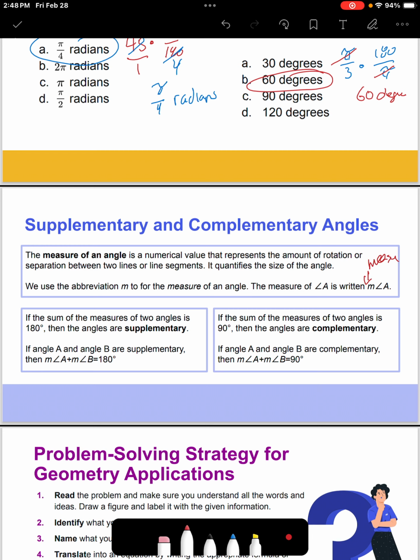Supplementary angles add up to 180. They add up to 180. Complementary angles add up to 90.